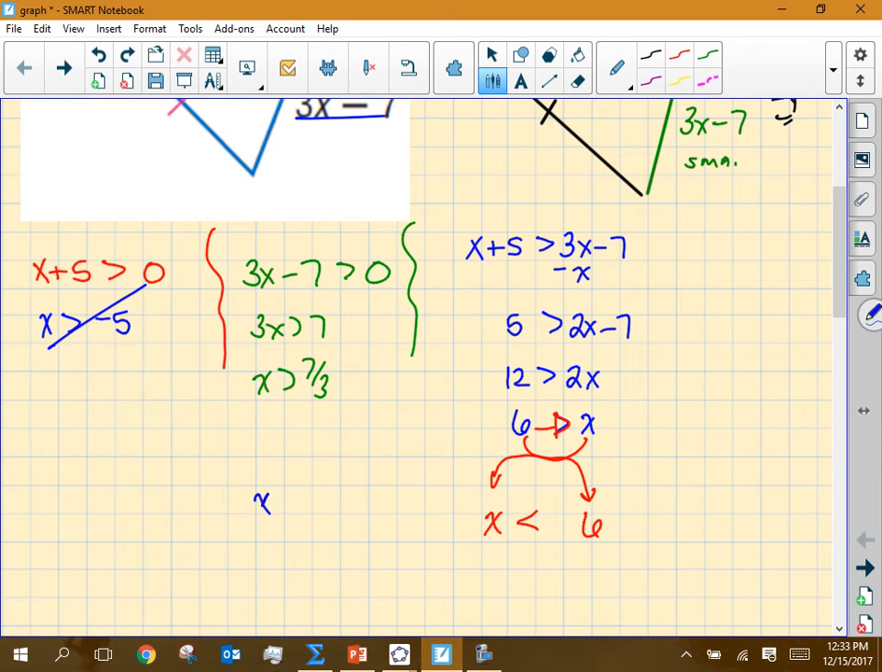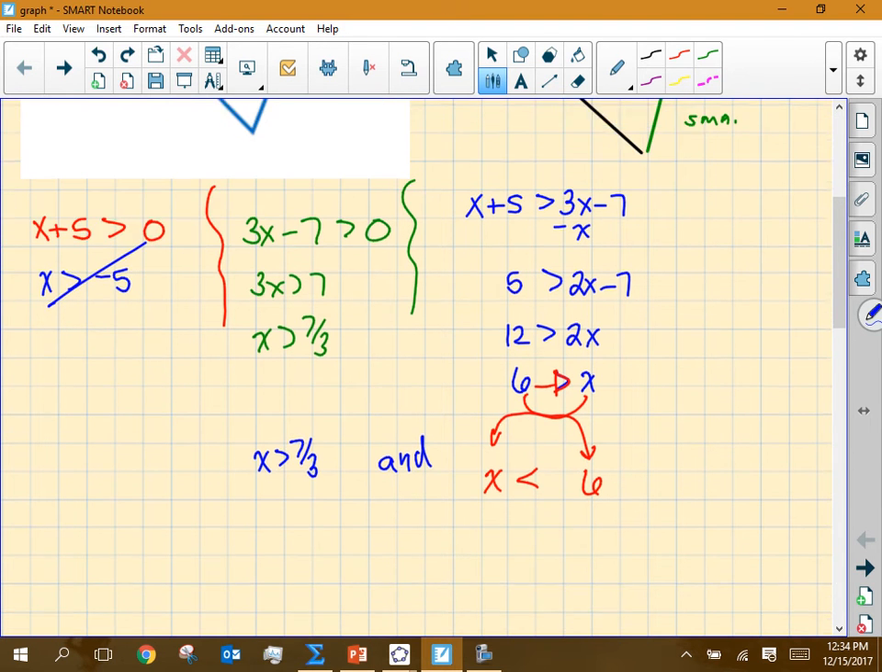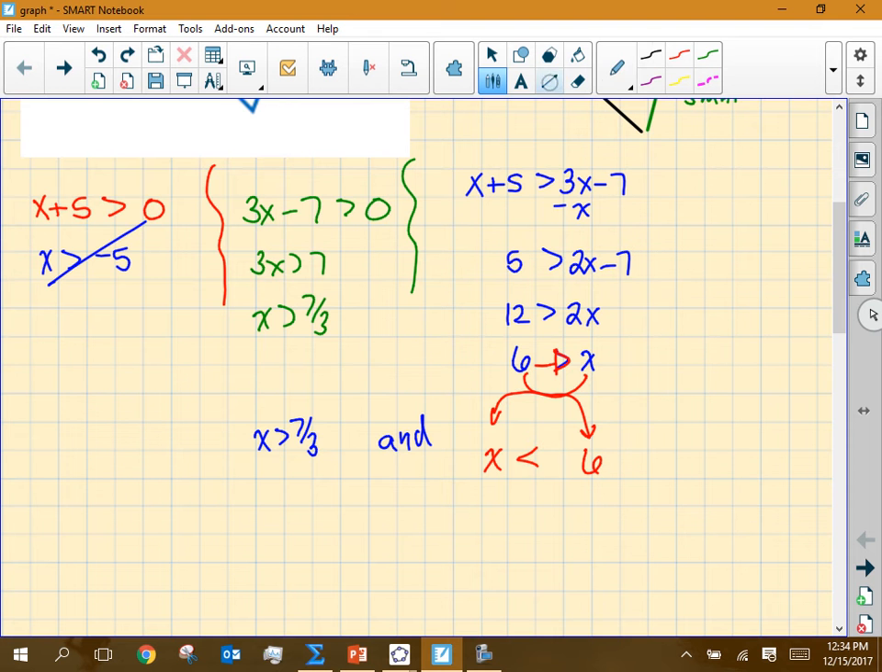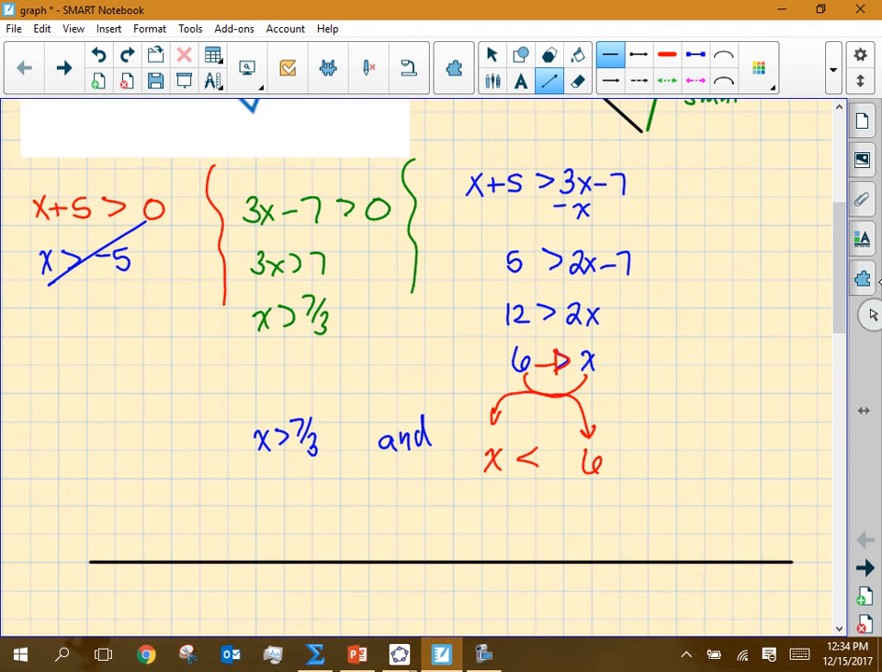So x is greater than 7/3, and x is less than 6. Well, if I think about that, x is greater than 7/3 and x is less than 6. You guys remember from last year, if we were asked to graph inequalities, x is greater than 7/3.